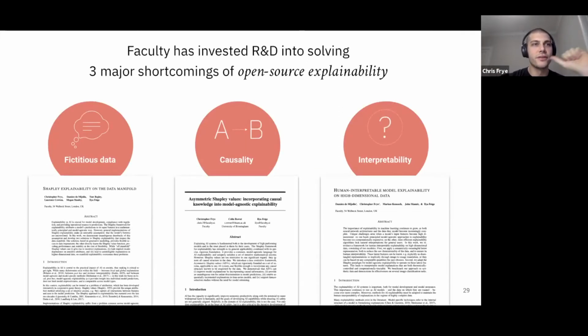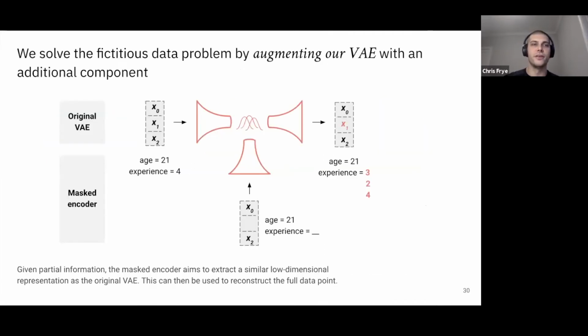Okay, so we've just talked through one major drawback of open source explainability. We call that the fictitious data problem. And Faculty has invested R&D into solving actually 3 shortcomings of open source explainability methods. The fictitious data problem is the first one. And there are actually additional problems relating to causality and human interpretability that we've also worked on. If you're interested, you can look up our papers to find out how we solve these problems. And I won't go into too much detail here, but let's talk for a minute about how we solve the fictitious data problem.